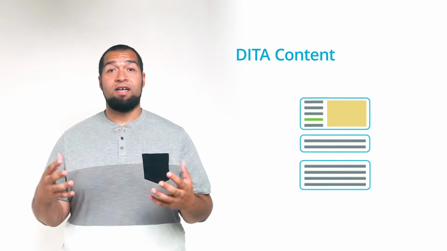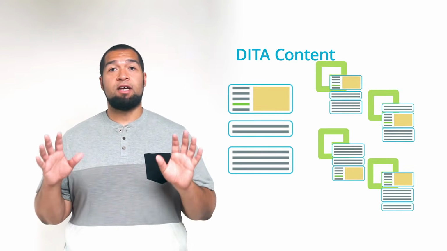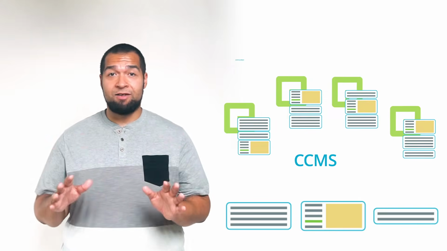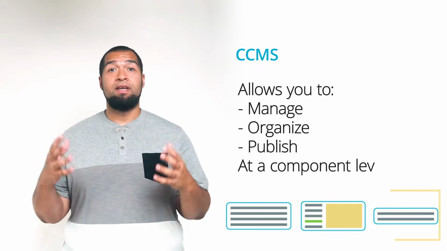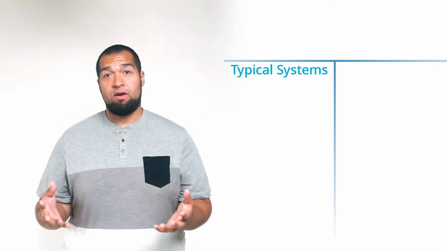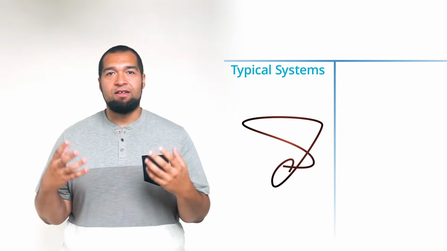DITA content is written and organized differently. DITA content is written as component parts, which are arranged in maps, and ideally stored in a component content management system. A component content management system lets you manage, organize, and publish content at a component level instead of a document level. This is a massive difference from most systems. Typical content systems have documents filled with entangled ideas that are difficult to separate.